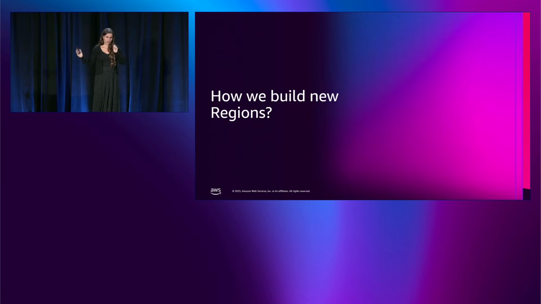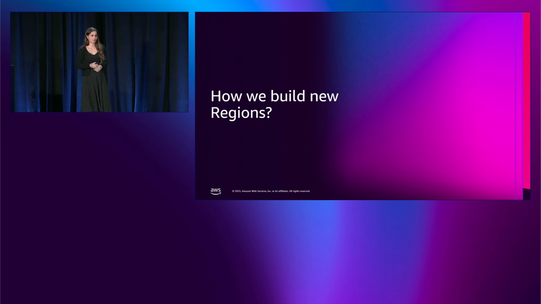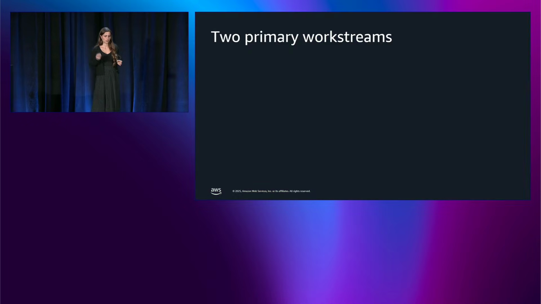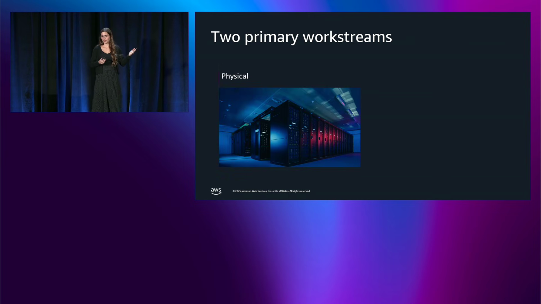So region builds have changed a ton over the last decade. Even in the last few years, things have changed significantly. However, there are 2 primary work streams that have remained fairly consistent. The first is the physical. I know we talk about the elusive AWS cloud, but at the end of the day, there are still servers in data centers.